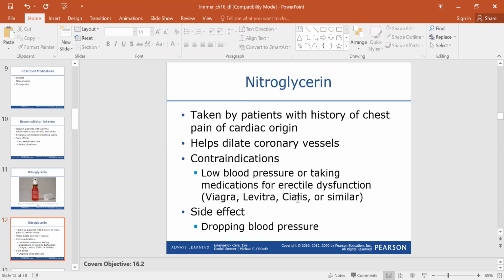So we don't give it if they have low blood pressure. We don't give it if they're taking any erectile dysfunction medication. We don't give it more than 3 times. Blood pressure has to be rechecked. I feel like I'm missing something with you guys here.